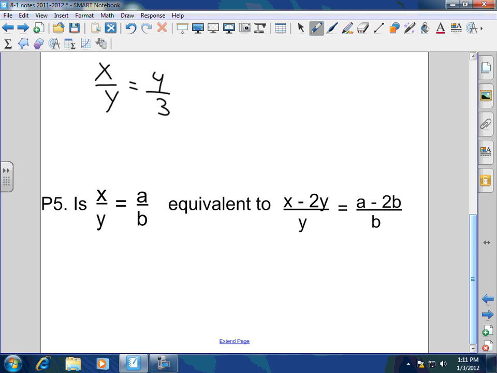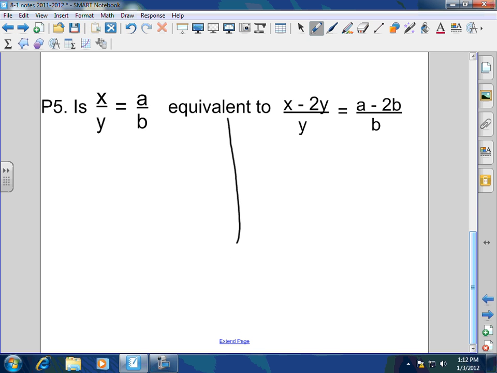is x over y equal to a over b equivalent to the proportion of x minus 2y over y equals a minus 2b over b? Yes. Why? How can we prove that? How do we prove that ratios are proportional to begin with? It was theorem 59, guys.